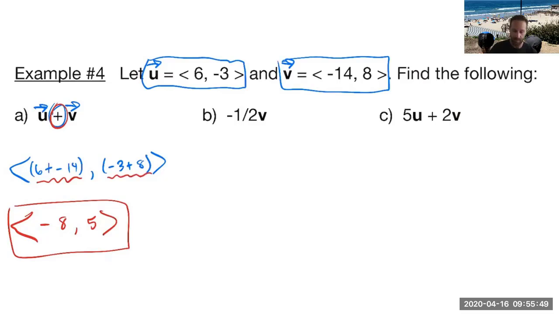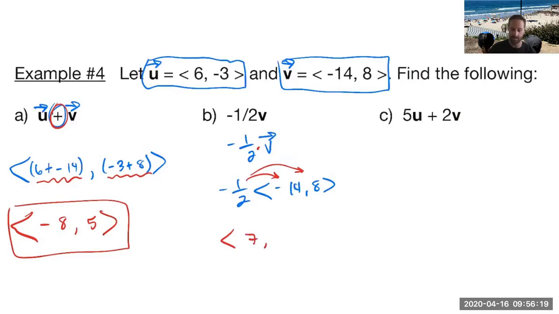So careful, I'm going to rewrite the next one. It says to take negative 1/2 times our vector v. So in this case, we're only looking at vector v, which is the negative 14, 8, and they're virtually telling us to multiply both of these things by negative 1/2. So again, just be careful with the negative. Otherwise, negative times negative is positive. 1/2 of 14 is 7. And then negative times a positive is negative. Half of 8 is 4.